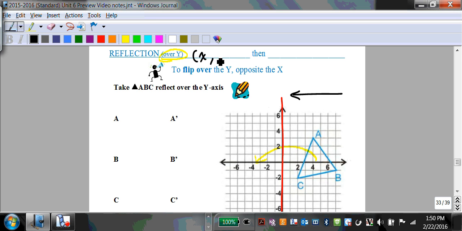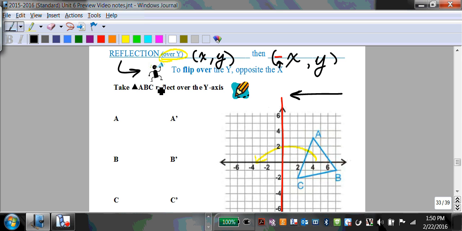So if you have x, y, to flip over the y-axis, you simply opposite the x-coordinate. Why? Because technically it's a horizontal motion. So when I say opposite, notice I add a minus sign, a negative sign.